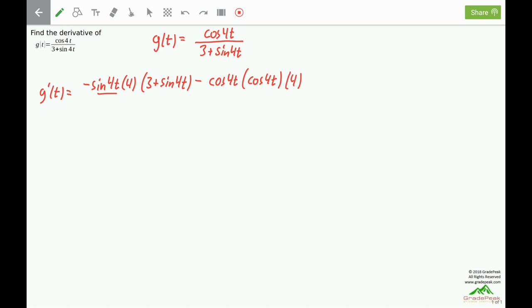All of this is divided by the denominator quantity squared.